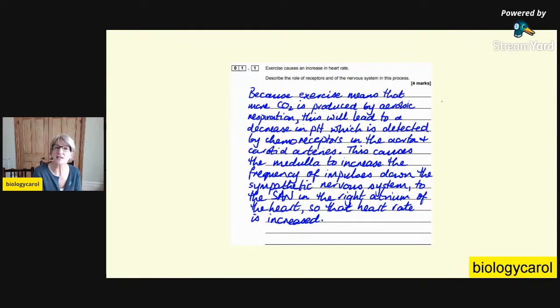And the decrease in pH is detected by chemoreceptors. This causes the medulla oblongata, or just the medulla, to increase, now here's the important thing, the frequency of impulses down the sympathetic neuron to the SAN of the heart, to increase the heart rate. So, of course, the blood can flow faster to the lungs so that you can excrete that carbon dioxide as you're breathing out.